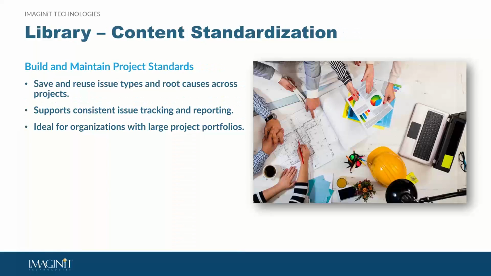All right, in the library, we have some standardization. We can build and maintain our project standards now. We can reuse issue types and root causes across projects. This is a big one. We want to make sure that we have standardization across our delivery, and enabling this process, we can now have those root causes and all that customization we build into a template that is able to be reused across our projects.